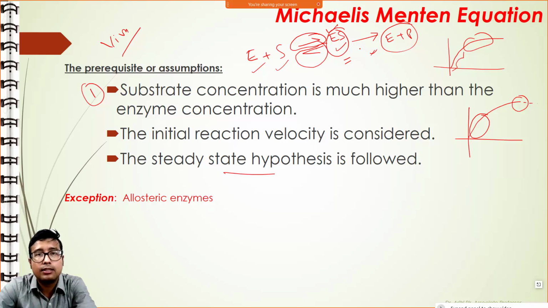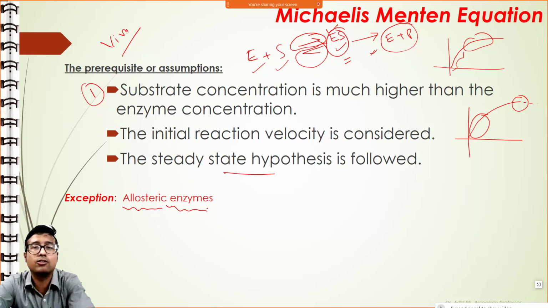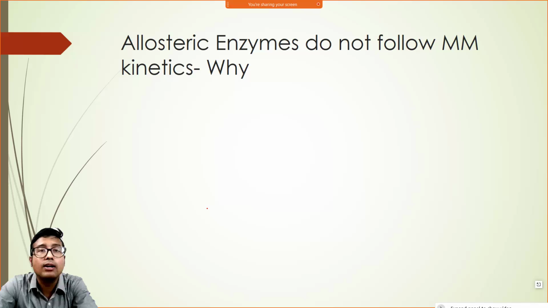Exception to this Michaelis Menten constant or Michaelis Menten equation is allosteric enzymes. Now I think you can hear the sound of hammering because there is some hardware construction work going on in the area. Anyway, you just focus on what I am saying. So question will be asked, why allosteric enzymes do not follow Michaelis Menten equation, or how allosteric enzymes are exceptions.